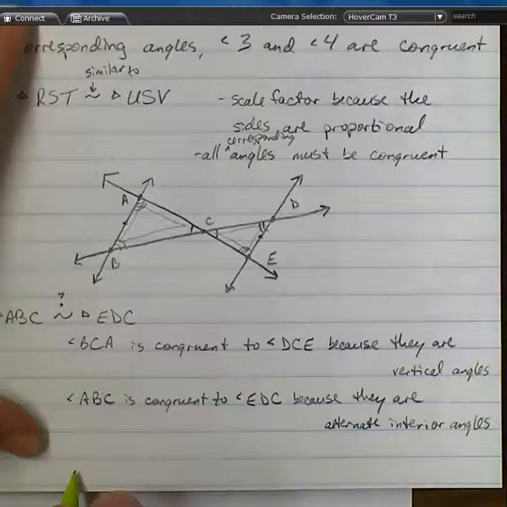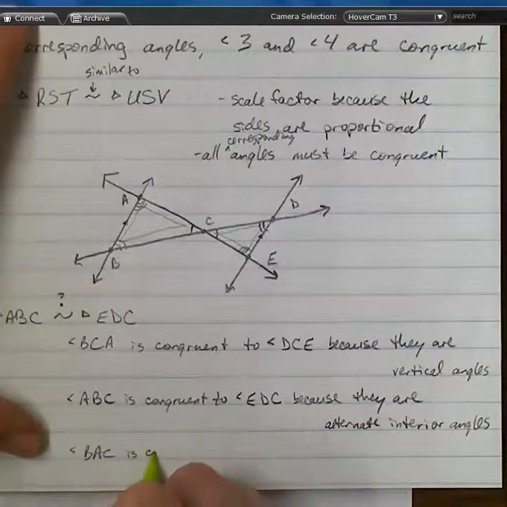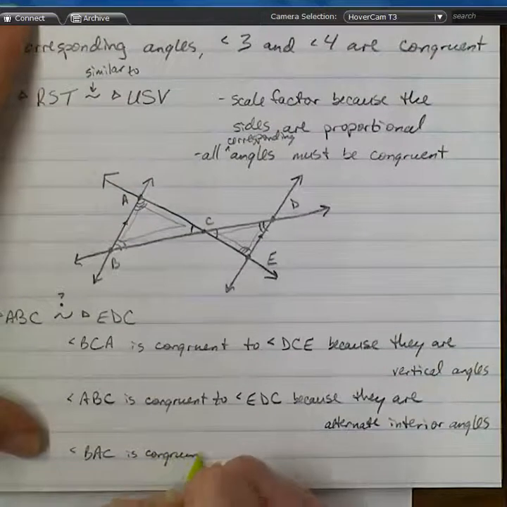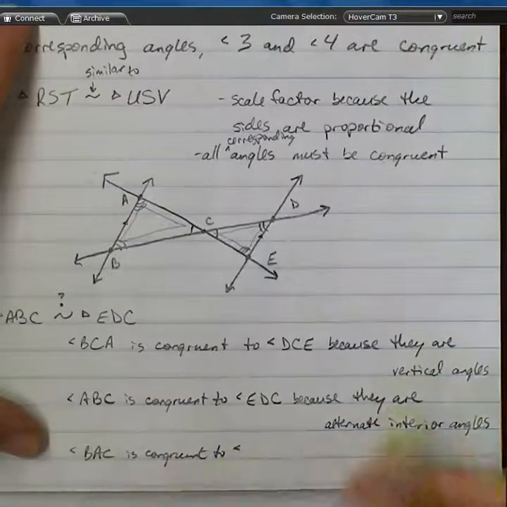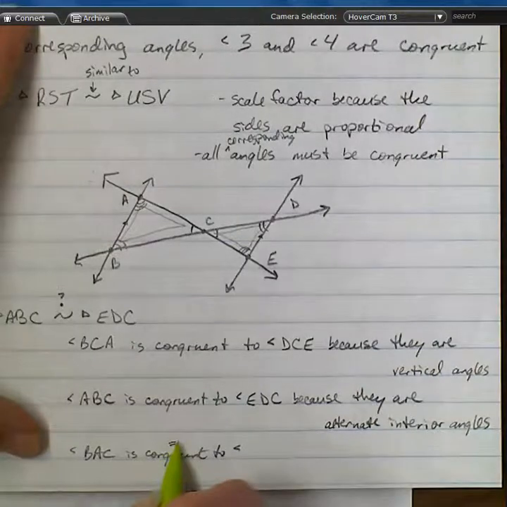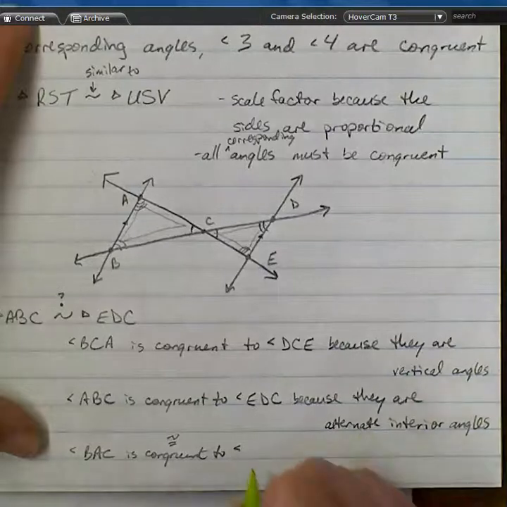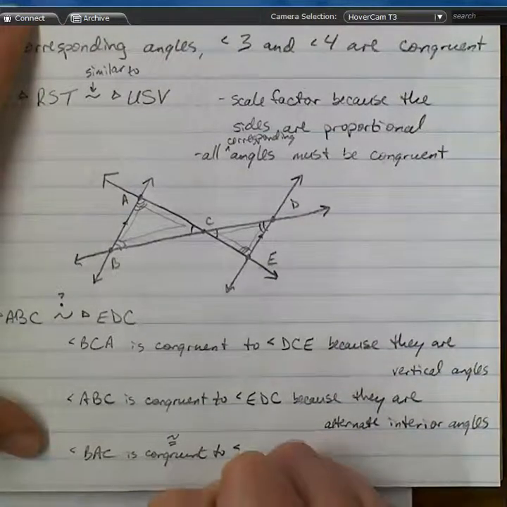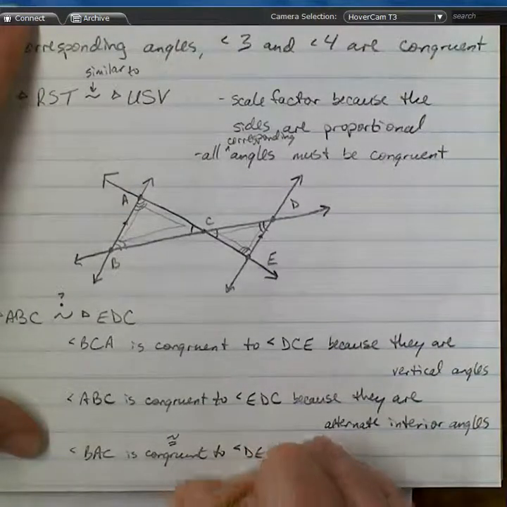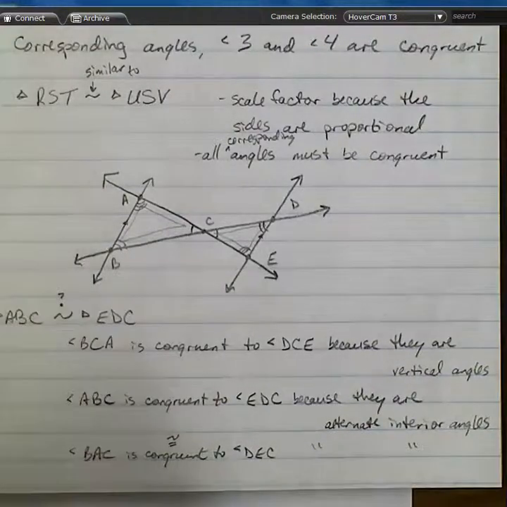So, angle BAC is congruent to angle DEC. What's the shortcut for congruent to? Do you guys remember? It's an equal sign with the squiggle on the top. We could be doing that, okay? Because they're also alternate interior angles.